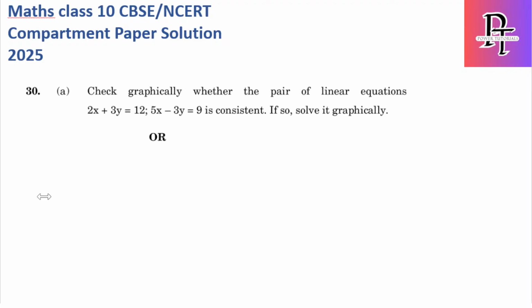Check graphically whether the pair of linear equations is consistent. If so, solve it graphically. For this, let's check whether it is consistent. First we have to find whether a1 by a2 is not equal to b1 by b2. a1 by a2 is 2 by 5 and b1 by b2 is 3 by minus 3, so a1 by a2 is not equal to b1 by b2. It is consistent with a unique solution.